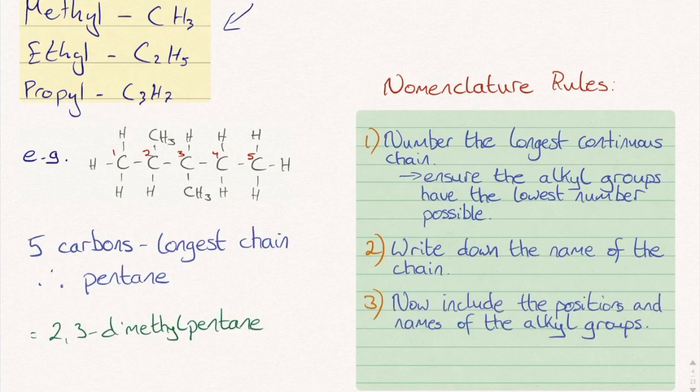Step 2. Once we have the longest continuous chain, we now have to name for the end of the compound. In this case, it is pentane. Step 3. We must label the position of the two methyl groups, which are on carbon 2 and carbon 3. We include the di because there are two of the same alkyl group.